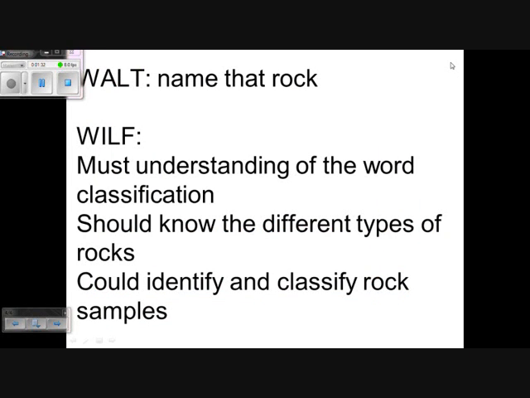So let's go through that. You must understand the word classification. You should know the different types of rock, and you could identify and classify rock samples. Make sure you've got the words and keywords written down, and I'll see you next lesson.